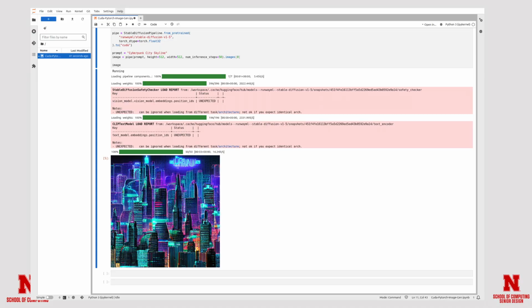Here is an example of what Jupyter Lab can do. For example, here we have an image generation where you can give it a prompt. For this example, we said cyberpunk city skyline. And while it's not the best image generation, it's still an image generation that was generated completely by Jupyter Lab and NRP with its resources.